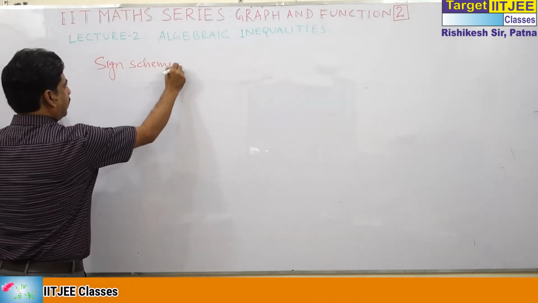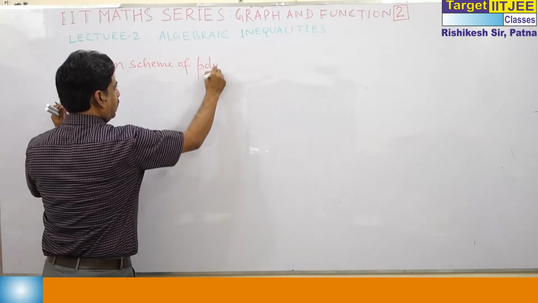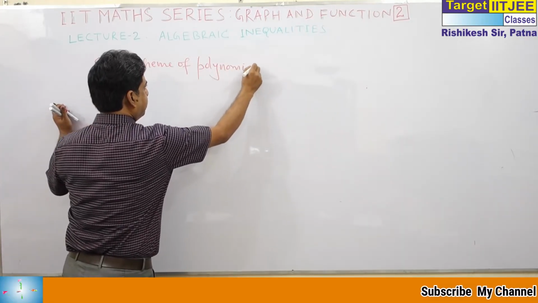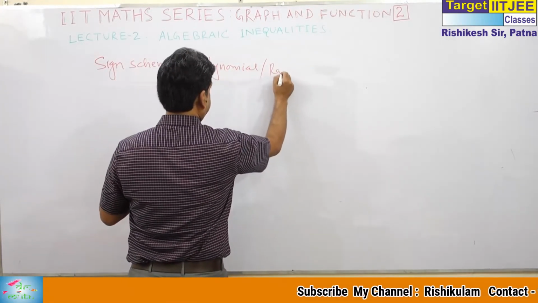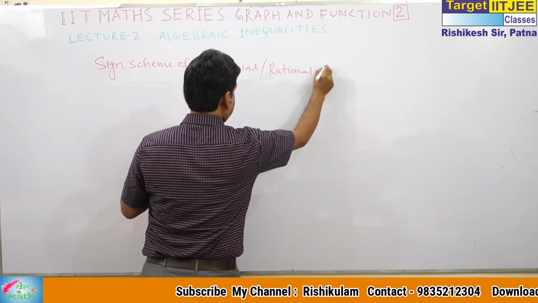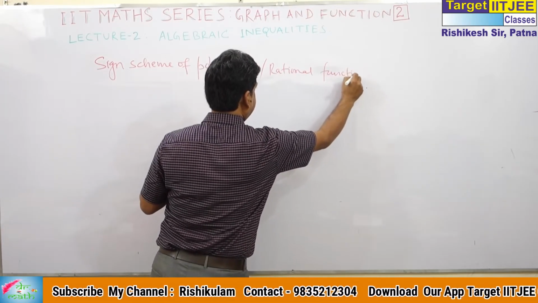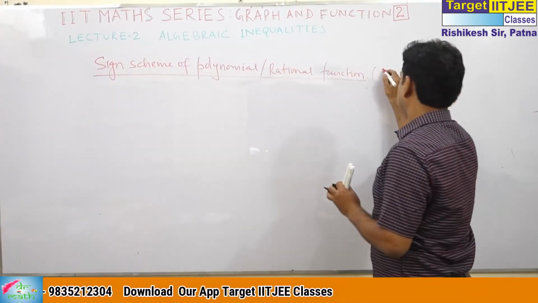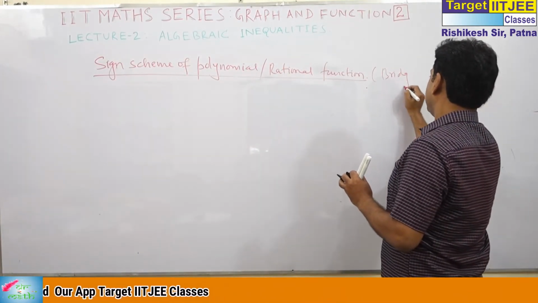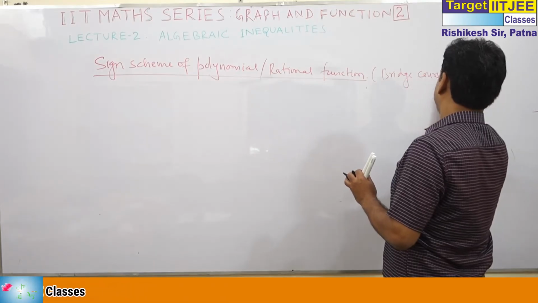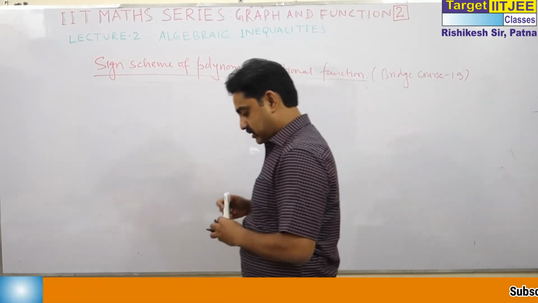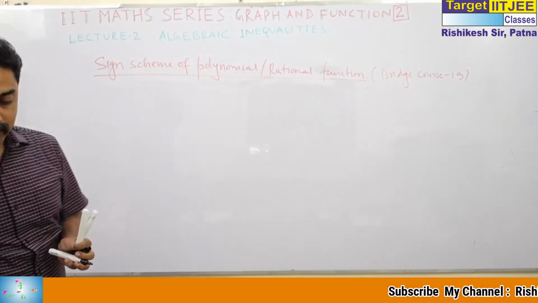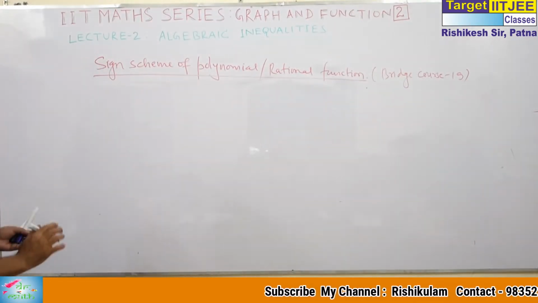Now see, next is the sign scheme of a polynomial for a rational function. I have done this in the bridge course with great detail. If you have any problem, you can see bridge course number 19 on my channel. But here I am just giving you a review. Review is important.